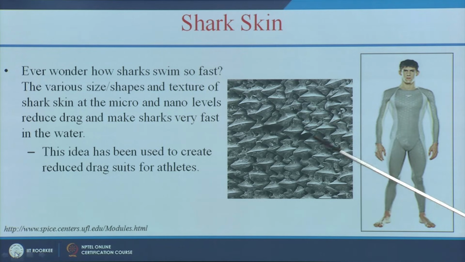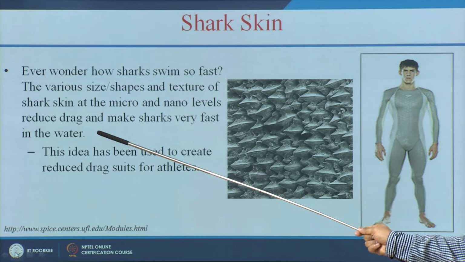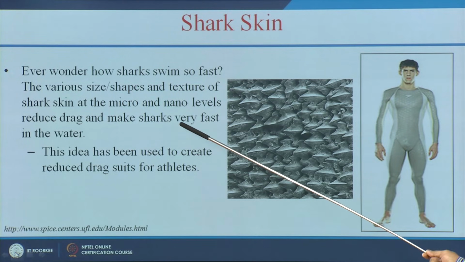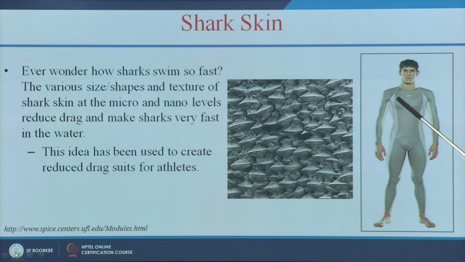You might have seen that sharks swim very fast. So, how is it possible? If you see the shark skin, it has a very good nanoscale arrangement, and these micro and nanoscale levels reduce the drag, and it makes the sharks swim very fast in the water. The scientists got the idea, and they made similar kind of drag suits for the athletes. So, this will be useful for the swimmers.